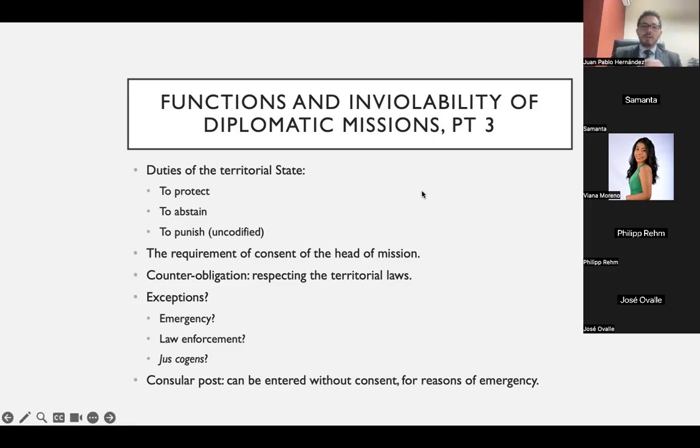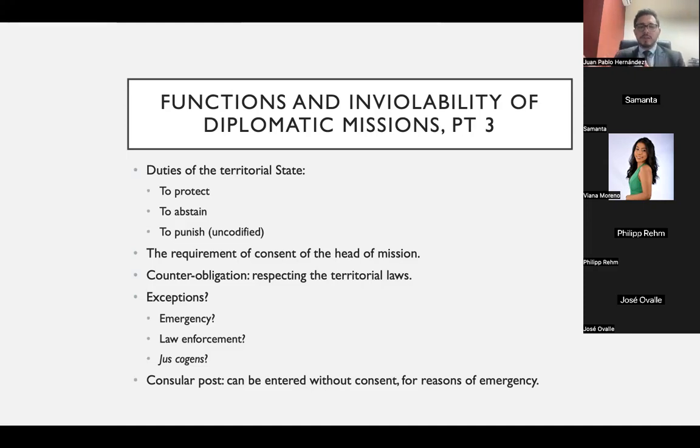In other words, the state has the obligation to ensure that third parties do not interfere with the exercise of diplomatic functions. The second duty is a duty to abstain. In other words, the territorial state has the obligation not itself, through its agents, to interfere with those functions.